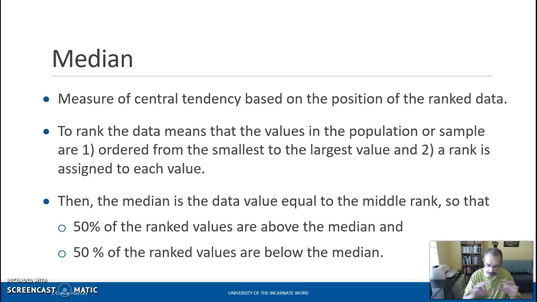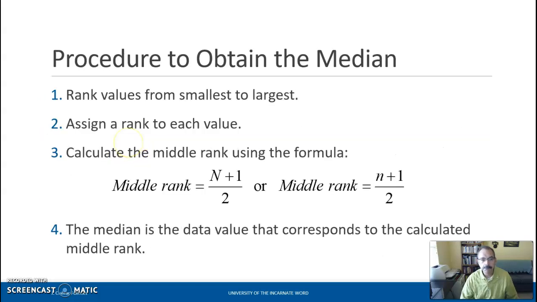Then once you have the ranked data, the median is a data value that is equal to the middle rank, so that 50% of the ranked values are below the median and 50% of the values are above the median. Let's look at an example, or rather the procedure to obtain the median.